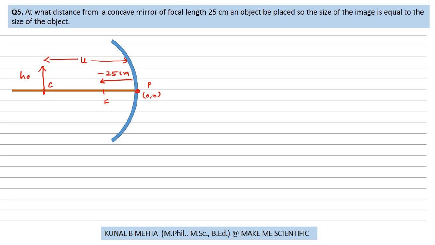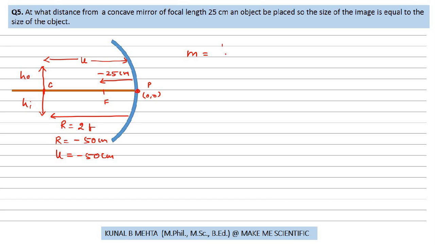because the height of the object is equal to the height of image when the object is placed at C, and C is placed at a distance of twice the f, so radius of curvature is minus 50 centimeters, and since the object is at C, the object distance is also minus 50 centimeters. But if you are being asked to prove mathematically, we can use this concept.